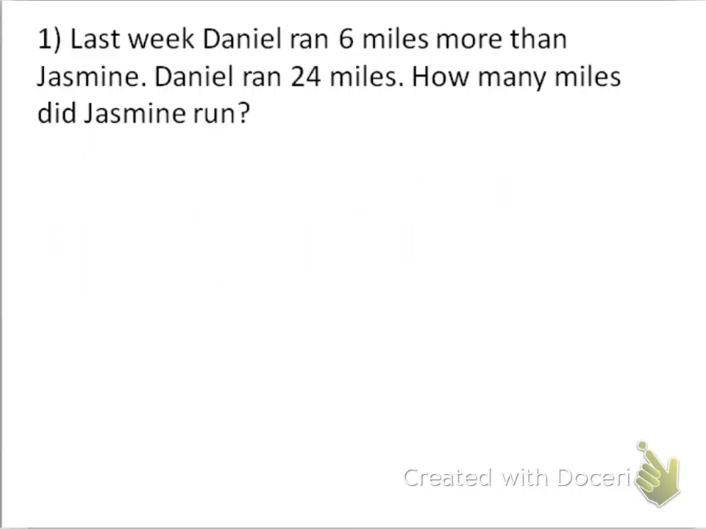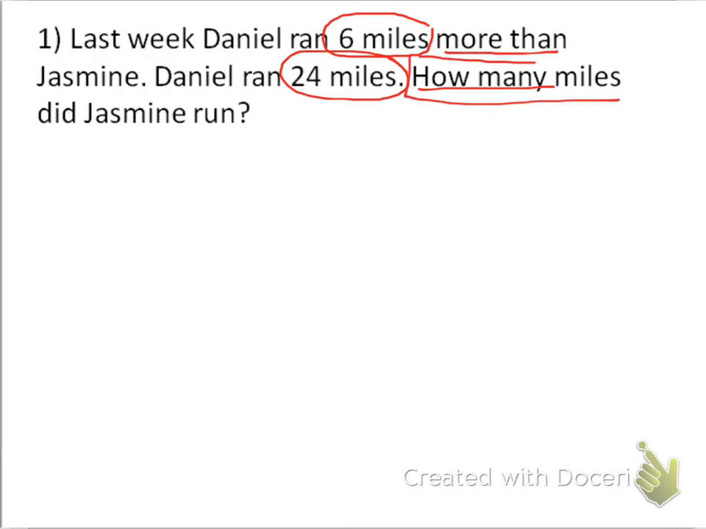Okay, let's do an example. Our first step is to CUBES. So we are going to circle the numbers and units, underline important math words. Last week, Daniel ran 6 miles more than Jasmine. Daniel ran 24 miles. How many miles did Jasmine run? Box the final question. So let's put a box around this question. How many miles did Jasmine run? And eliminate unimportant information. There's no unimportant information there. So now we're done the first step.